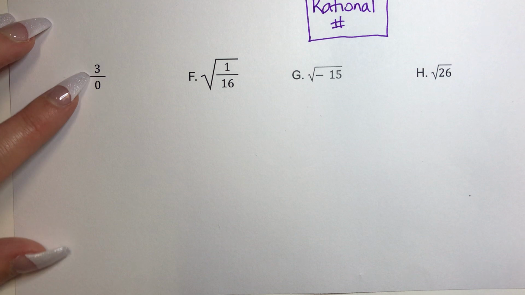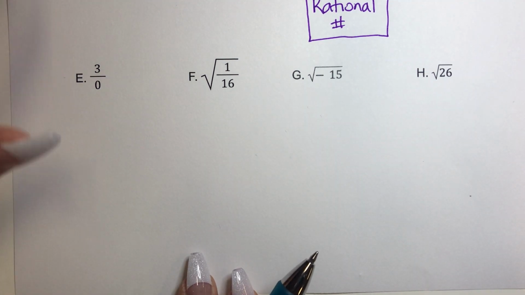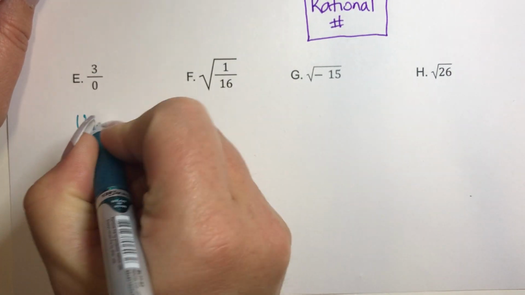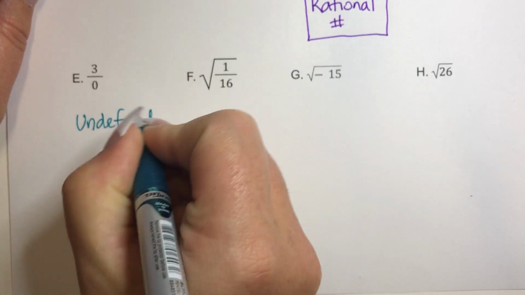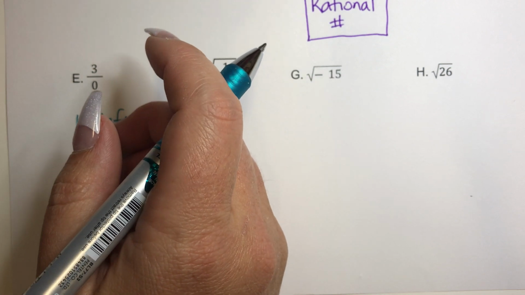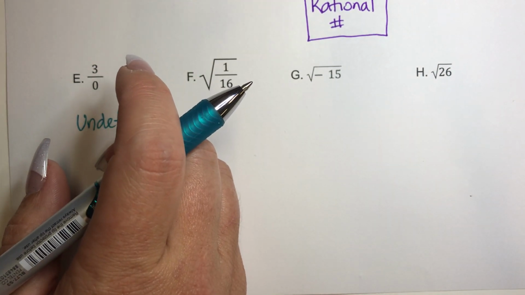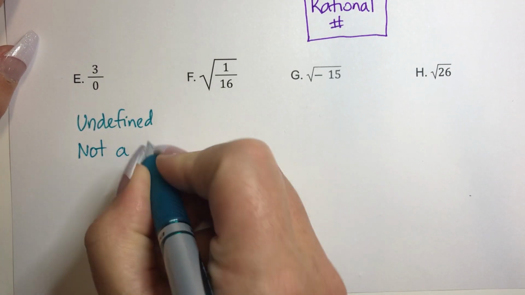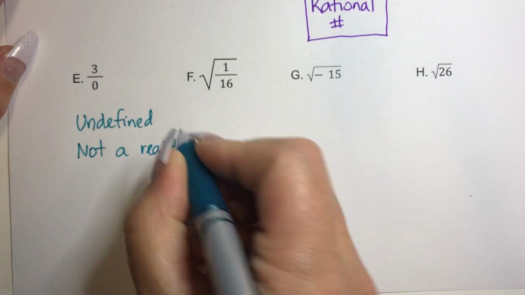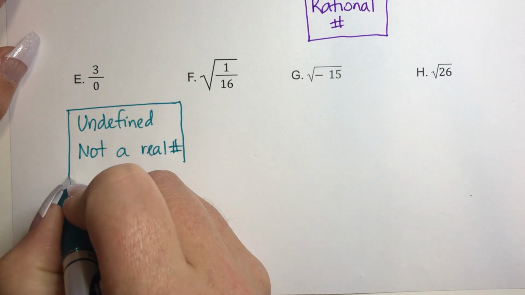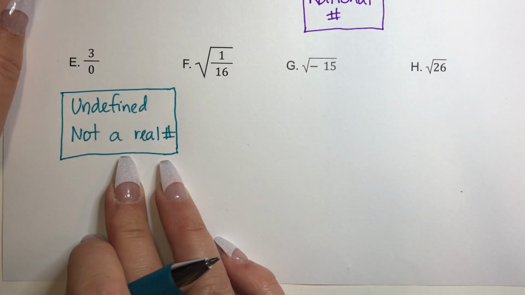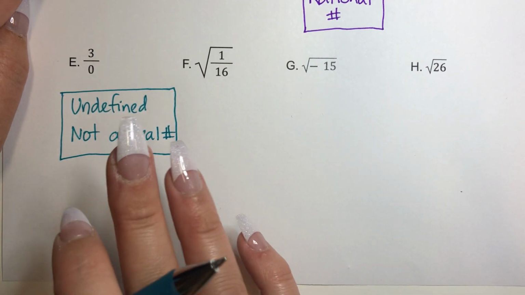So first one, E, we have that 0 in the denominator. So that means it's going to be undefined. Okay, that would be the answer. So it is not a real number. So it's undefined, so it's not a real number. So remember, we had to state if it was one of these three, rational, irrational, or not a real number. So if it's undefined, that means it's not a real number. Okay, so if you got that right, woohoo, good job.